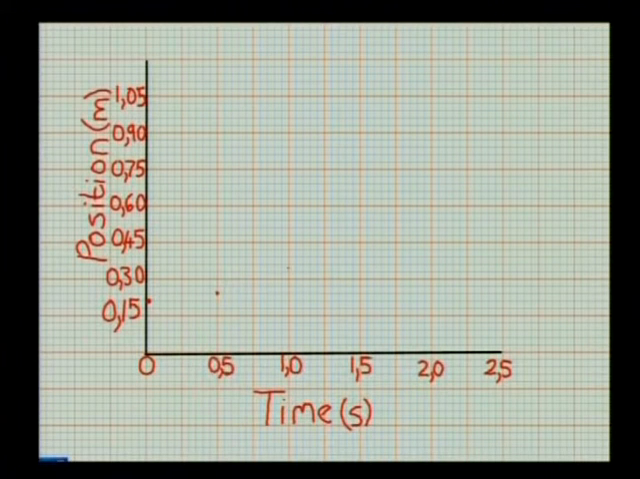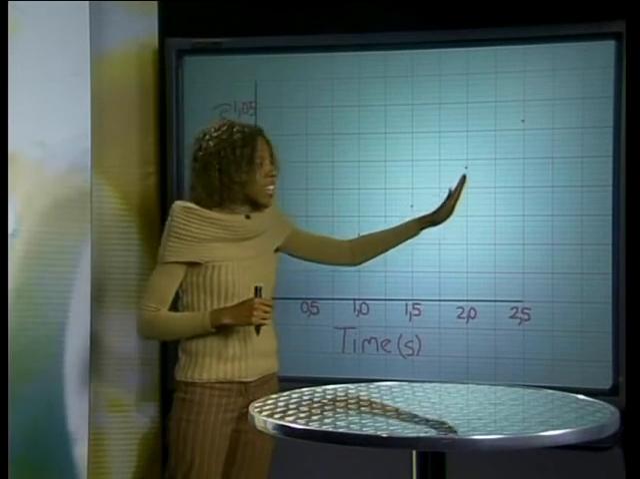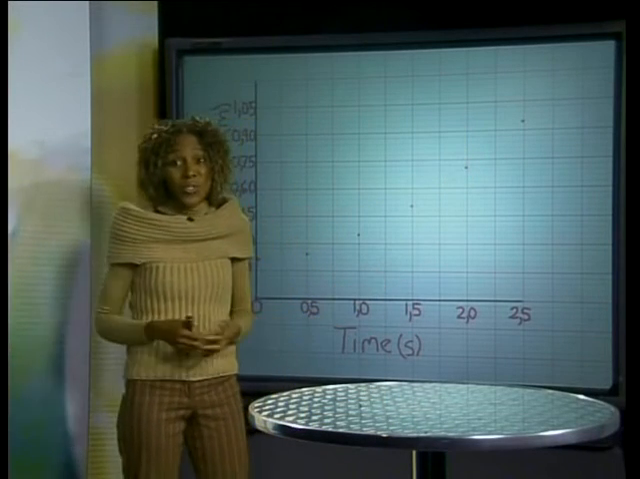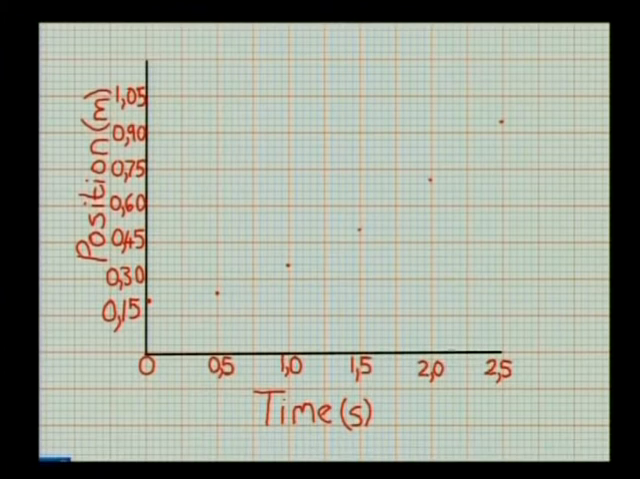I'm plotting the data from the table onto the graph. Notice that these points do not lie in a straight line, so we can't use a ruler. I will draw a line through these points freehand. Look. This line swoops upwards with an ever-increasing slope. The gradient is small at the start but increases with time.